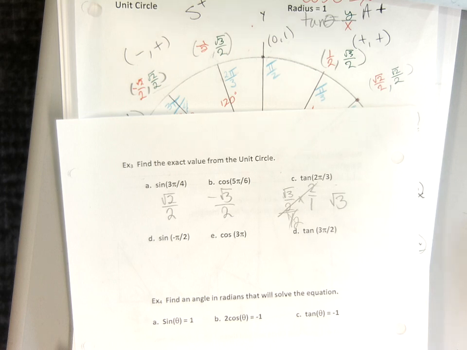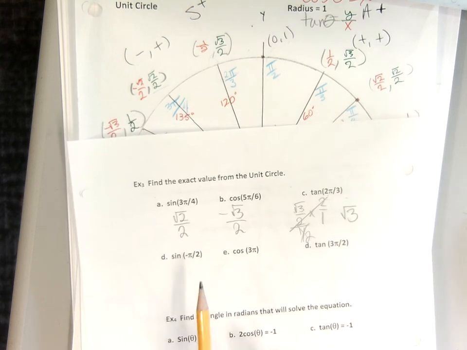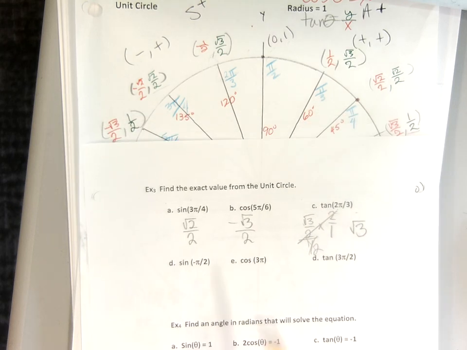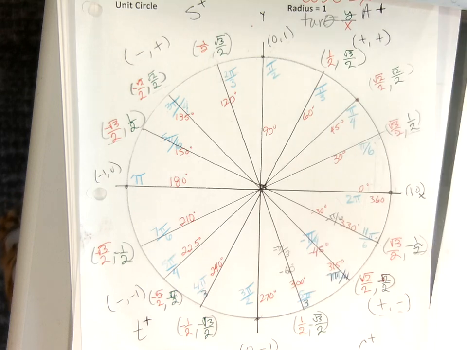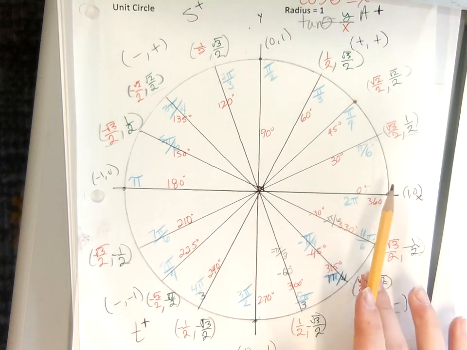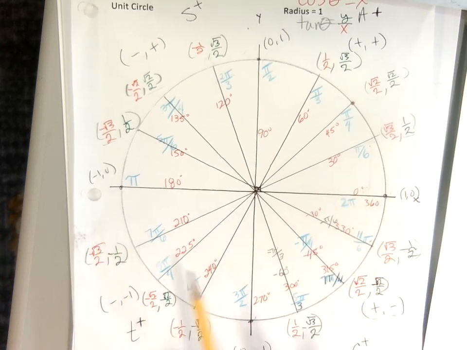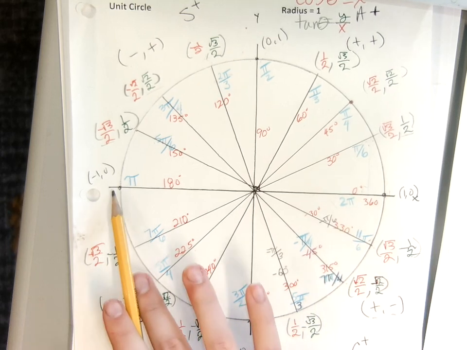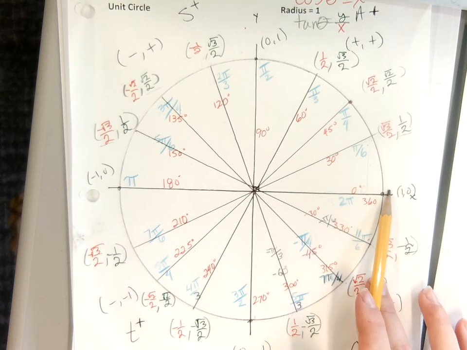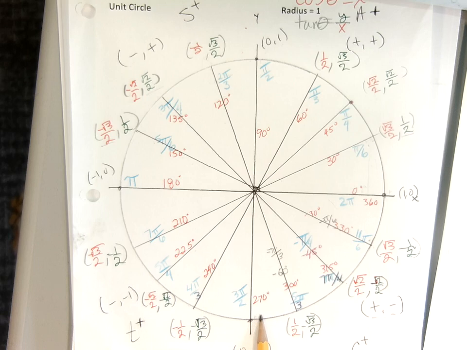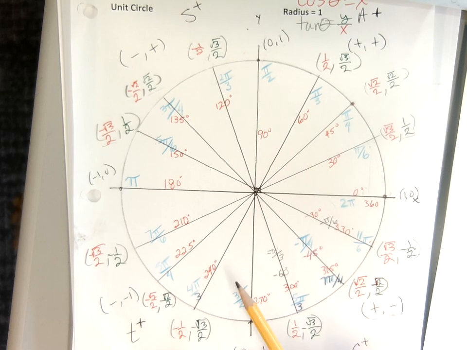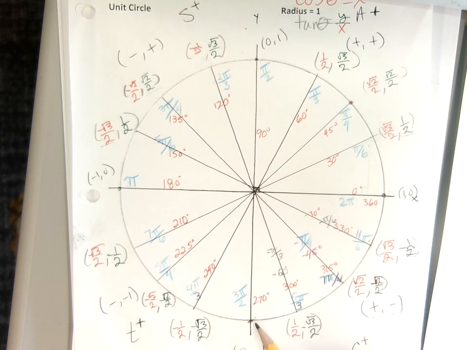Good job, Brittany. And then we have sine of negative pi halves. Negative pi halves, that's going to be halfway around the first half circle, but backwards. So it's going to be the same as 3 pi halves, and sine of this is negative 1.